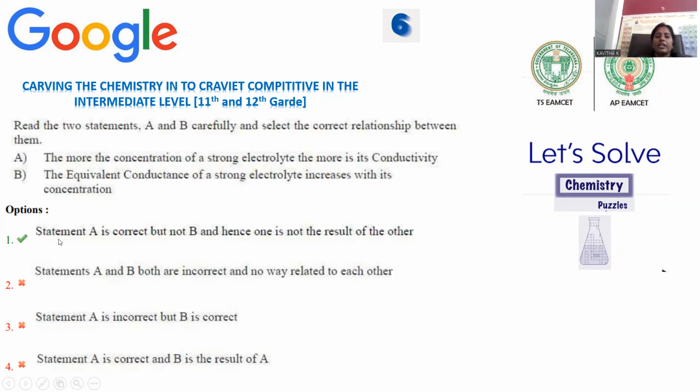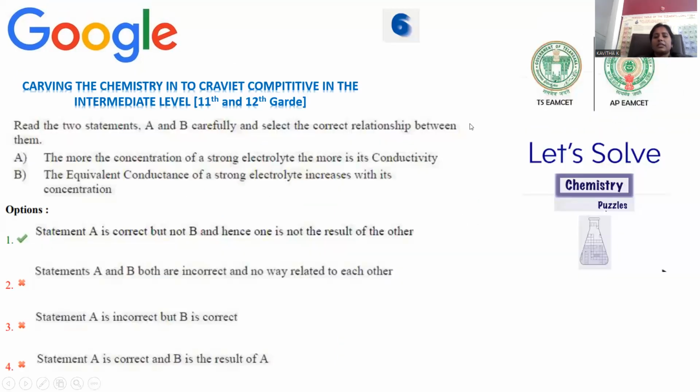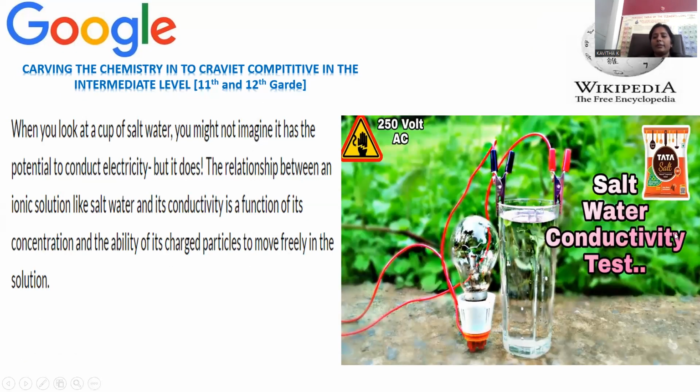So statement A is correct, but statement B is wrong. Option A is exactly explaining what they are mentioning. Let's see a detailed explanation regarding this question number 6. In order to explain, they are saying strong electrolyte. Let me take the salt solution over here.